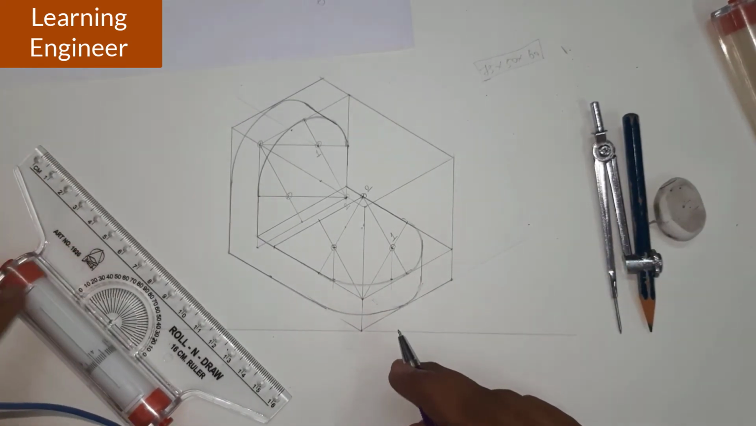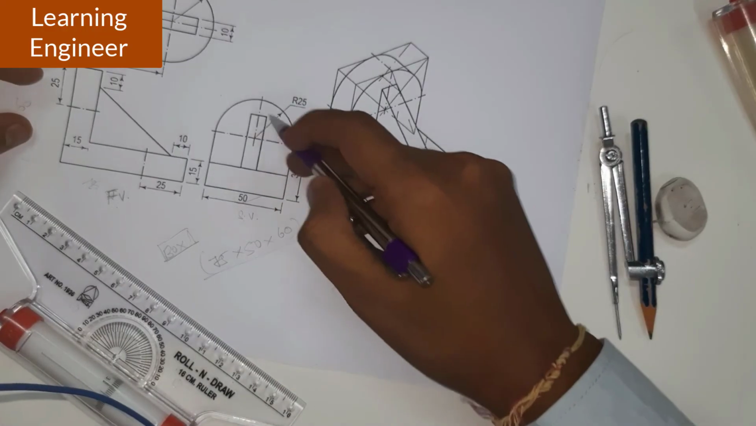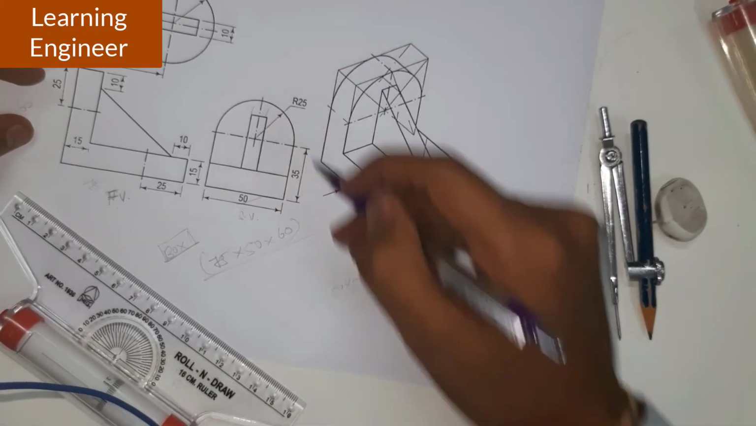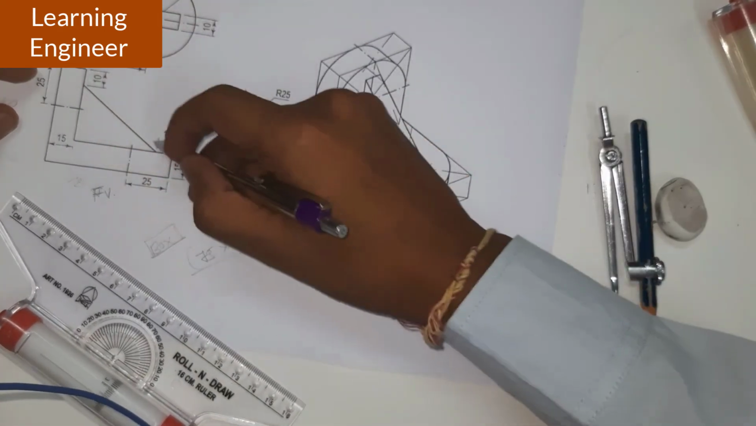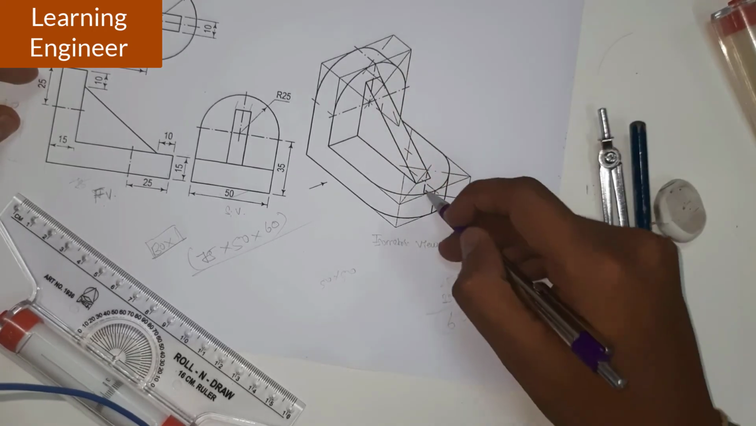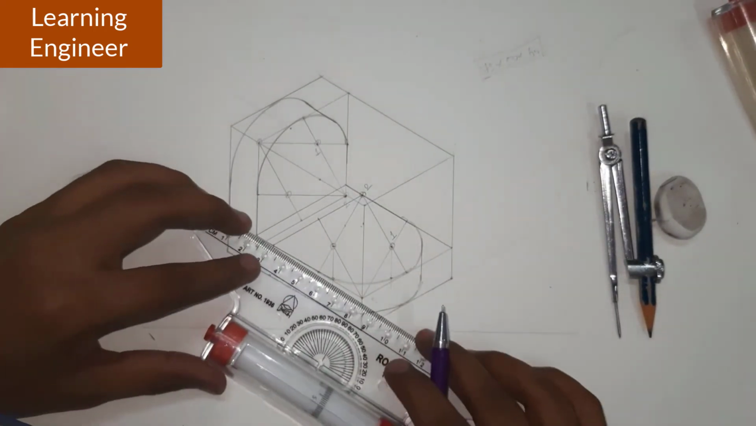Now we can directly go for the web. This rib part, the thickness is 10 mm, from here to here that is 10 mm, and the distance, this is 10 mm, this is 10 mm. So from here this is 10 and this is 10. So we can directly locate it by the midpoint.